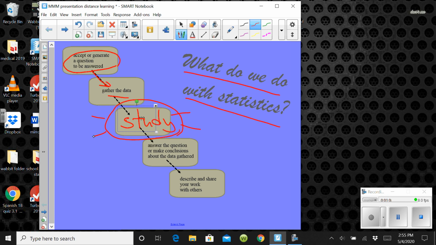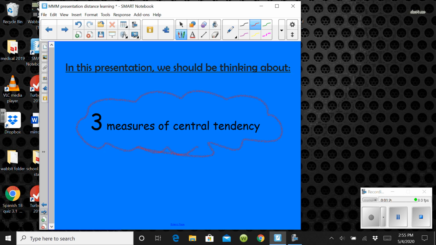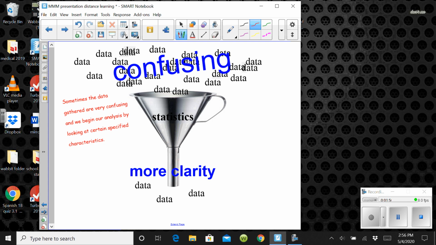So what we're going to talk about for the remainder of the trimester are different ways that you can analyze the data. There's a lot of things you can do to start analyzing the data. One way is with what's called measures of central tendency, measures of center. The word central means the center. So we're talking about measures of center. Where does the data tend to gather together?